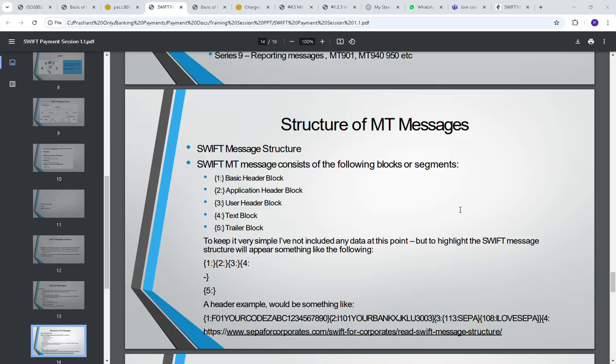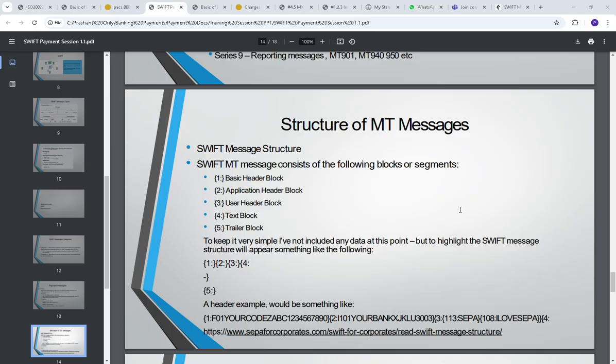Any MT 103 message, like we saw the pacs message in detail, with the group header, application header, then credit transfer information inside that. In a similar fashion, the MT 103 message also has 5 blocks. This is an important interview question. You can recollect, there are a total of 5 blocks.